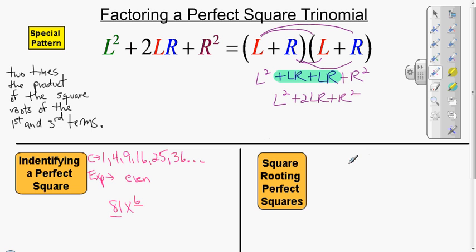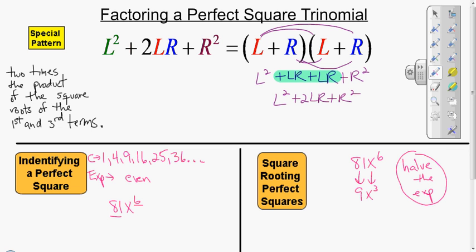Okay, square rooting perfect squares. Say I took 81x to the 6th. If I were to square root it, I would square root the 81 and get 9, and square root the x to the 6th by cutting the exponent in half. So the only thing here that's out of the ordinary that you have to remember is to halve the exponent when we're square rooting. That's pretty much the predominant thing you need to remember. Square rooting a coefficient is going to come naturally to you.